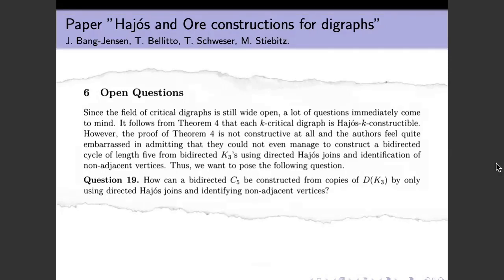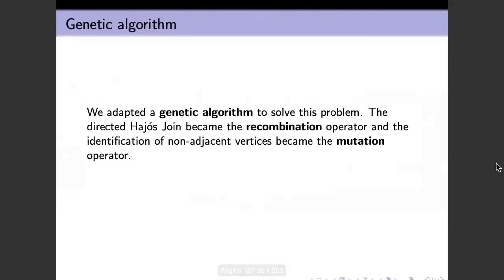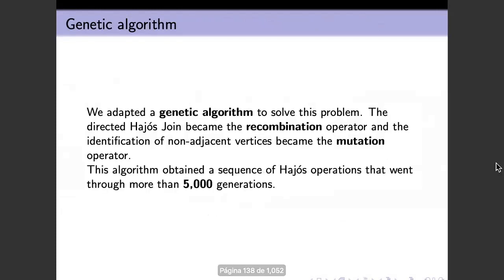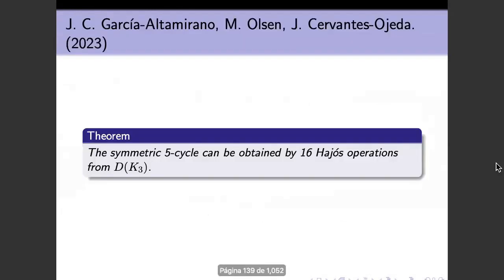We answered that question. We adapted a genetic algorithm to solve this problem. The directed Hajós join became the recombination operator, and the identification of not adjacent vertices became the mutation operator. This algorithm obtained a sequence of Hajós operations that went through more than 5,000 generations. However, we reduced that sequence to 16 Hajós operations.